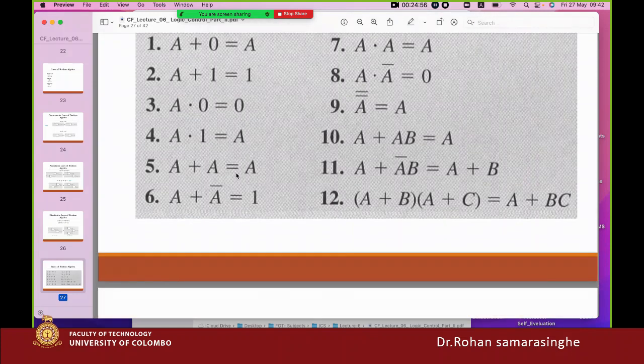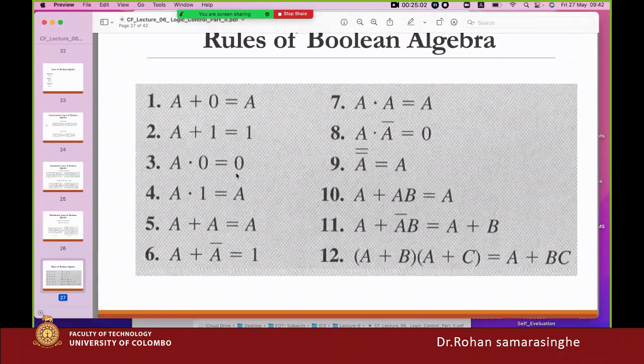A plus A bar equals 1. A dot A bar is 0, whatever the value of A, because A bar means inversion, the inverted value. A double bar means when you use two NOT gates, you get A. A plus AB is A, A plus A bar B, we can prove that it is A plus B, and this is A plus BC.